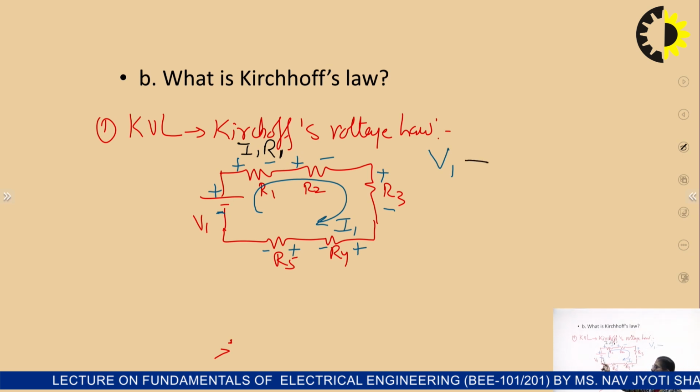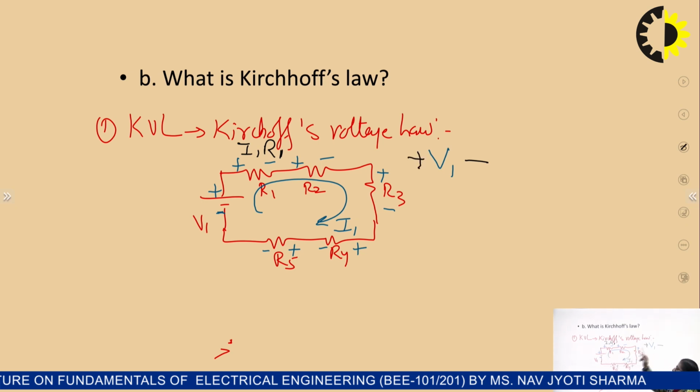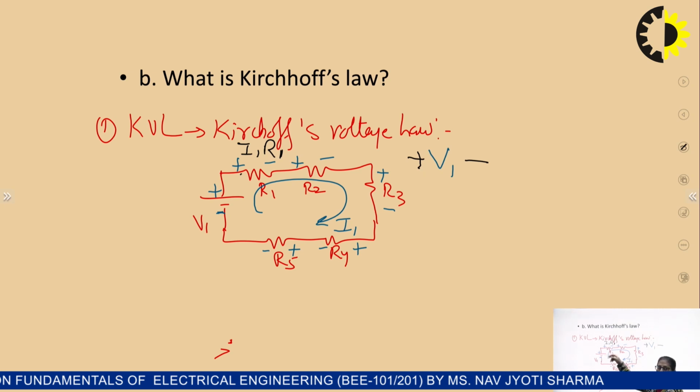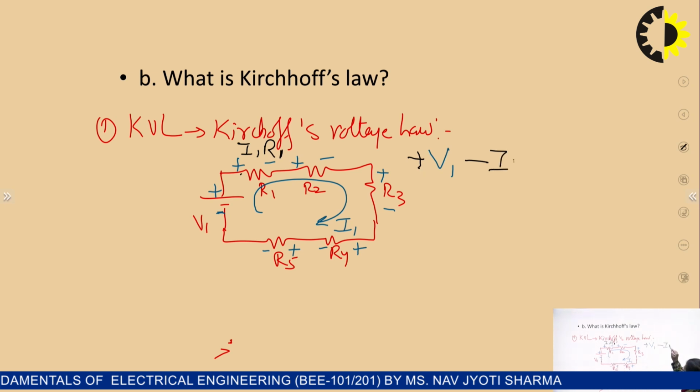Here we have moved from negative to positive. It's a rise. So we have considered it as positive. Now it's a drop, plus to minus. So we'll be writing it as minus I1 R1.